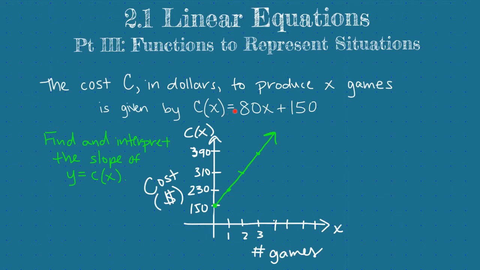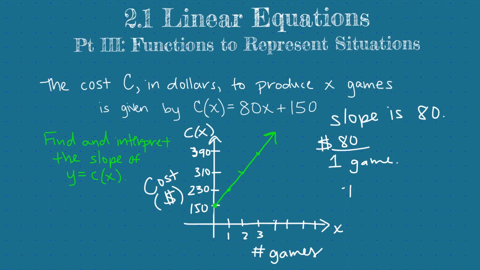Well, the slope's easy enough to find. It's 80. So the slope is 80. And in order to interpret this slope, we'll look and see really what's happening. Every time we go from one point to another point, we see that we're rising $80 and running 1 game, where our vertical change is $80 and our horizontal change is 1 game. So if we interpret it like that, this is $80 per 1 game. Since slope is a rate of change, we'll write it as a rate of change.